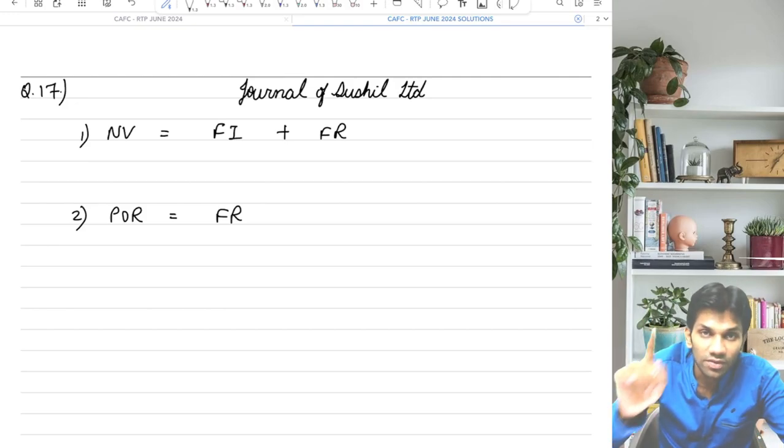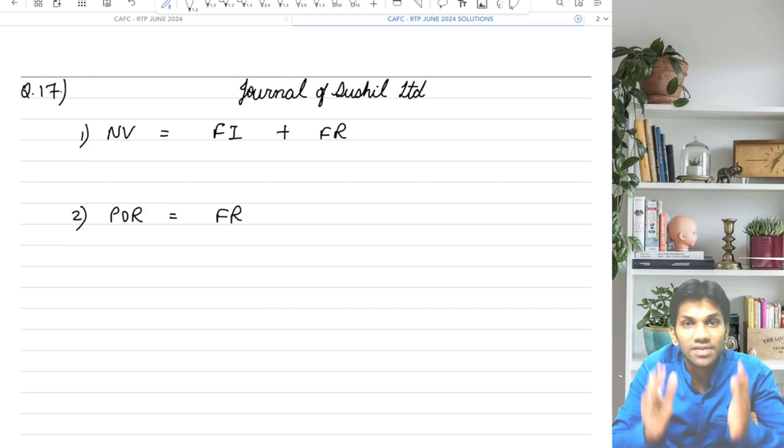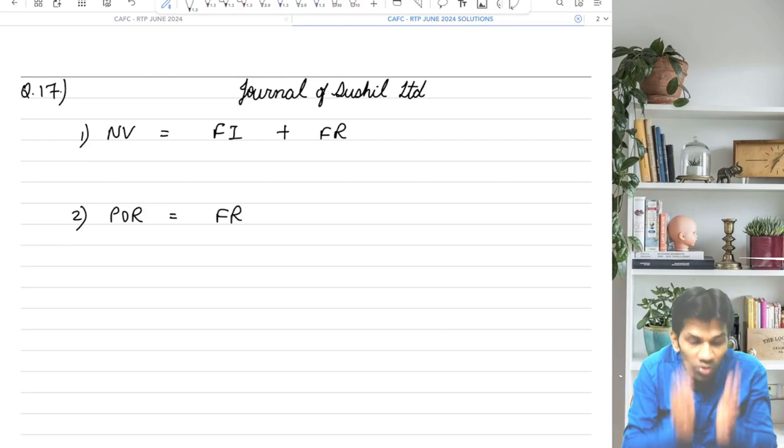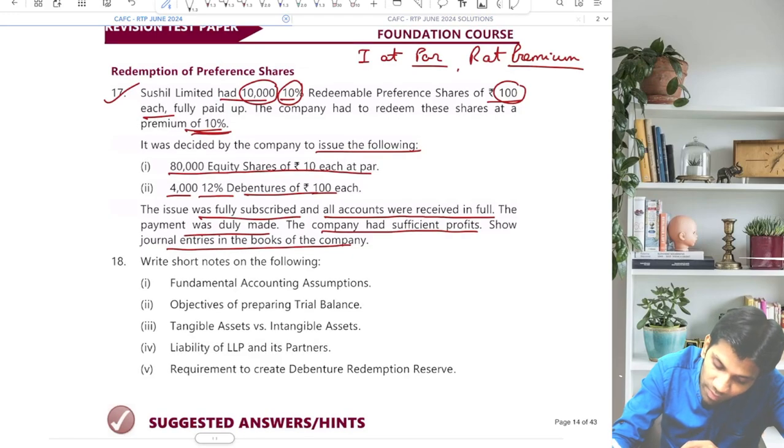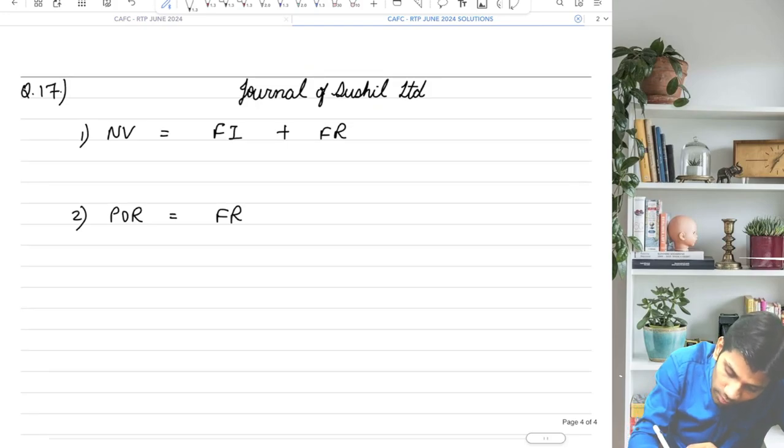First, which equation do we need to fulfill? First, I will say the left hand sides of both the equations need to be filled. Left hand side of both the equations. How many preference shares? 10,000. What is the face value? 100. So first nominal value, I write 10,000 into 100.